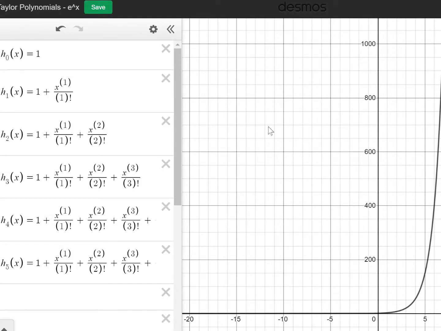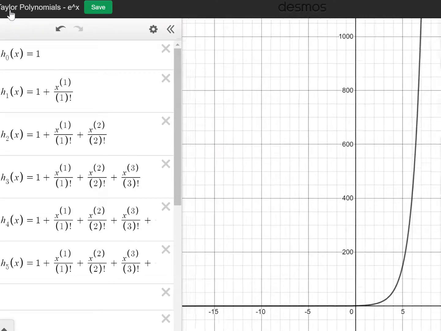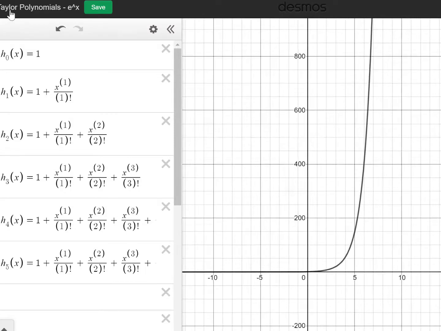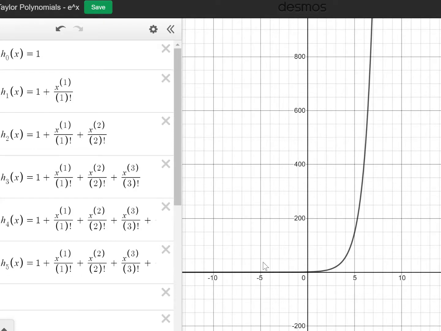If we jump over to Desmos, I think we can get this all on one screen. I'm going to get that graph in there. Okay, so what you can see right there, I have actually graphed e to the x. So in black here, you can see e to the x.